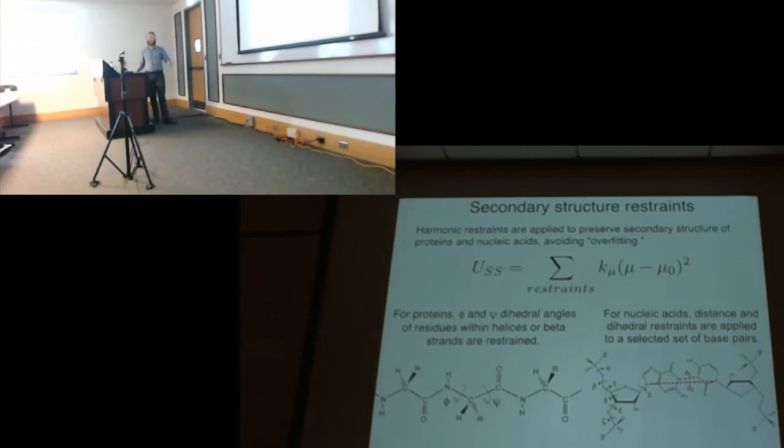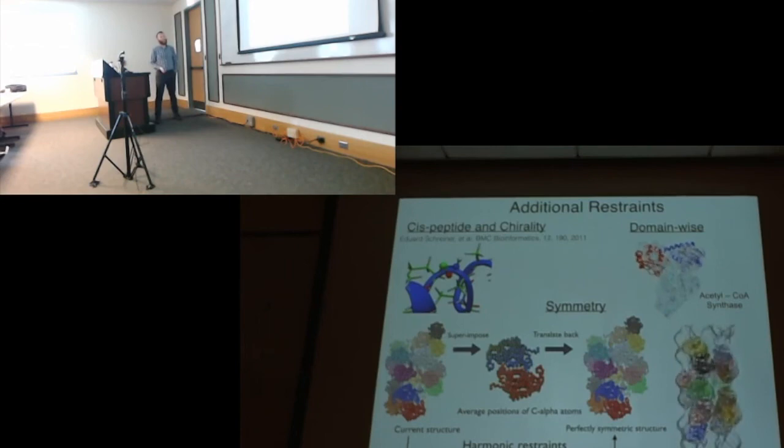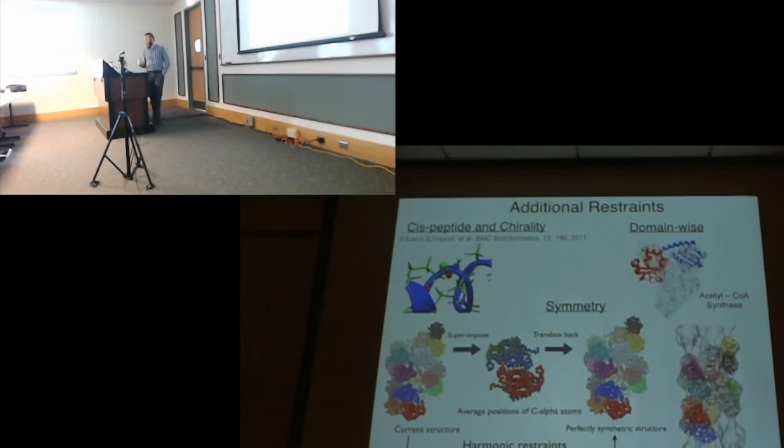And if you have others that you know are very straight, you can make them rigid. You can ramp up those restraints to keep it in place. So we have a variety of other restraints that we can use that just depend on the type of data that you have and the type of system that you're working with.